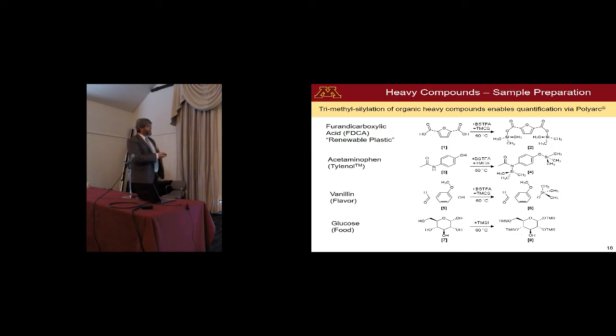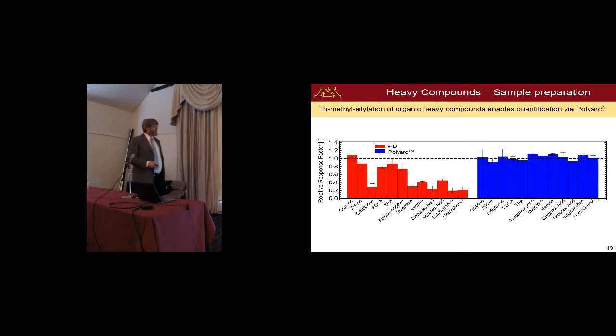There's many other things like drugs, food flavoring, or food itself, such as glucose, that are interesting. And if you take this approach, you can do this exact same evaluation in blue, the Polyarc approach, and in red, the conventional FID approach. For a lot of these things like vanillin or drug compounds, you have a very low response. You dramatically enhance your detection of this by the universal carbon detection.